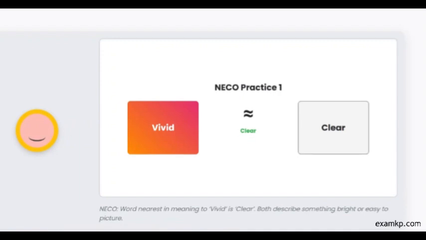Choose the word nearest in meaning to vivid. A. Dull. B. Clear. C. Vague. D. Weak. Vivid means bright or clear. Correct answer B. Clear.